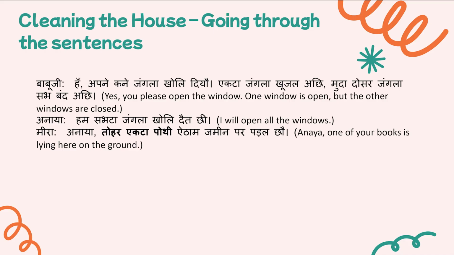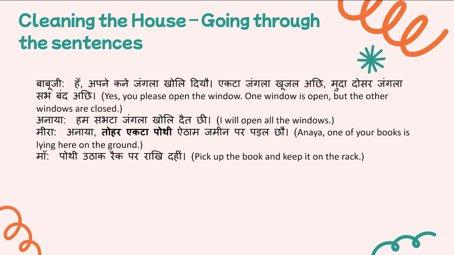We will learn about it later. Aitam basically means here, and Jameen is of course ground, per is for the postposition marker on, and Paral Chau. Both of these words are verbs where Paral is the main verb, Chau is the auxiliary. So, it is lying here. So, Anaya, it means Anaya, one of your books is lying here on the ground.